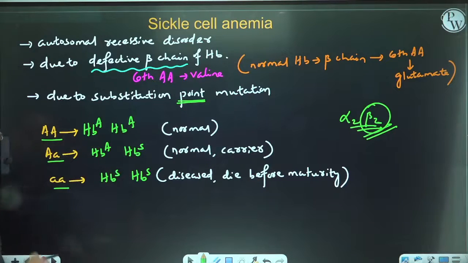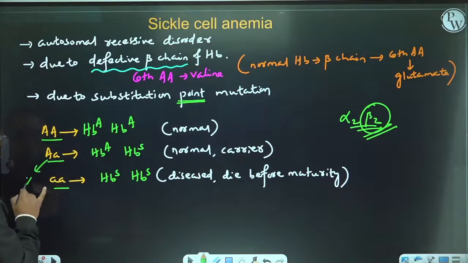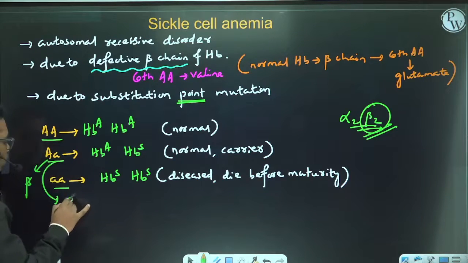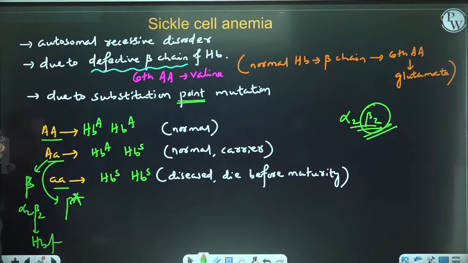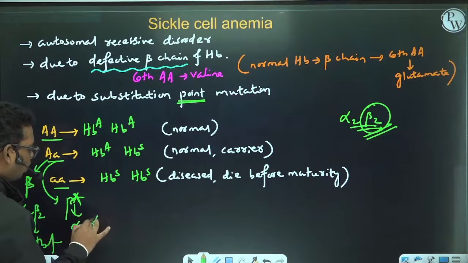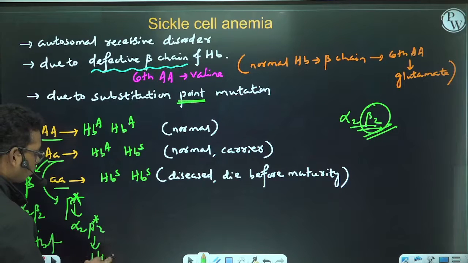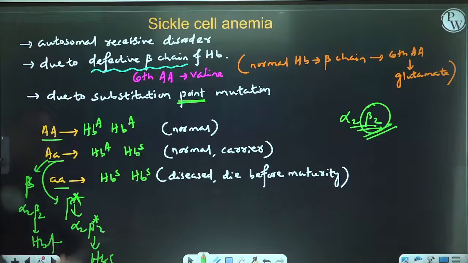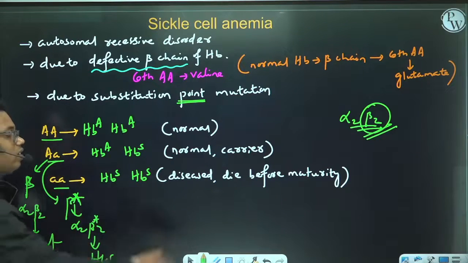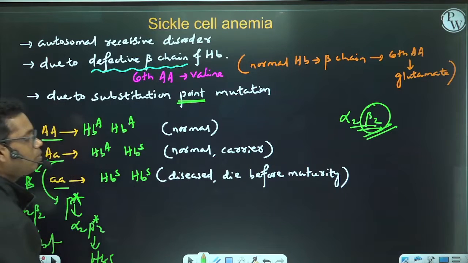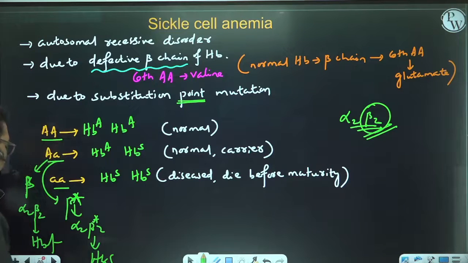Okay, why? Because see, this will produce normal beta chain, this will produce mutated beta chain, and if this normal beta chain combines with alpha chain, it will produce HbA, and if this mutated beta chain combines with mutated beta chain, it will produce HbS. Clear? And this individual will produce sickle cell hemoglobin. Okay, and this dies before maturity. Before maturity. Clear?